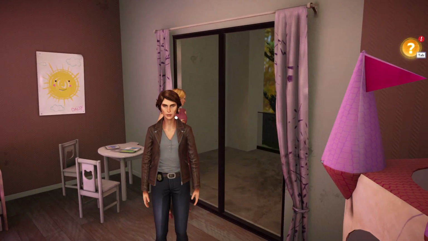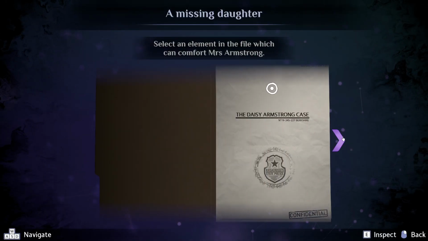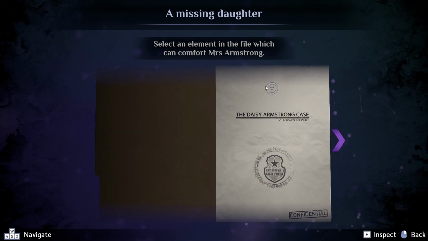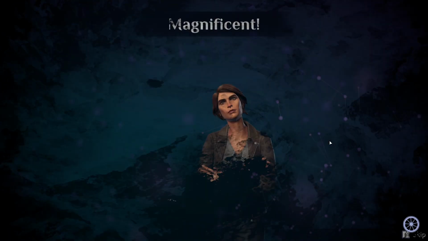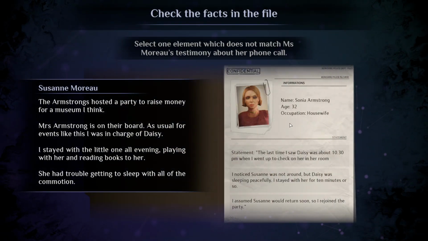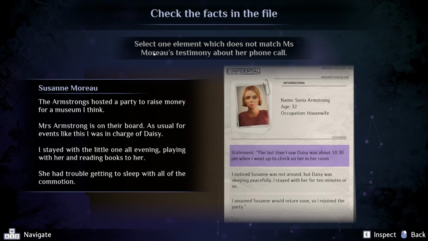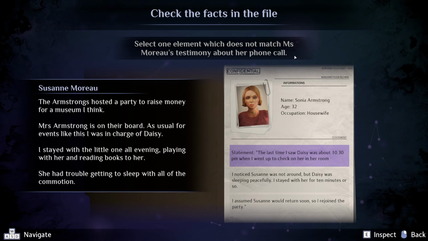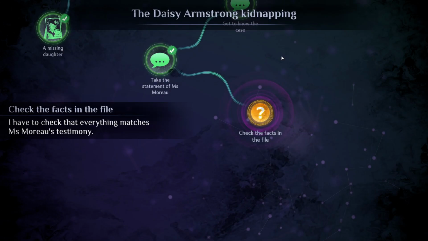I think we can continue asking her, but before doing that, let's just check it out. Everything looks okay here. The detective gets it right. Okay. So let's check the facts in file. Select one statement which does not match the Miss Moreau testimony about her phone call. Oh, I think we have to get more facts before doing that.